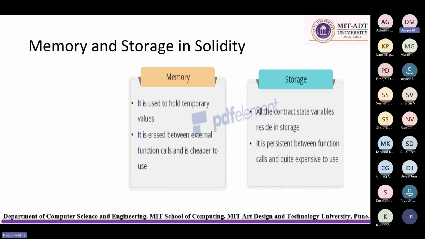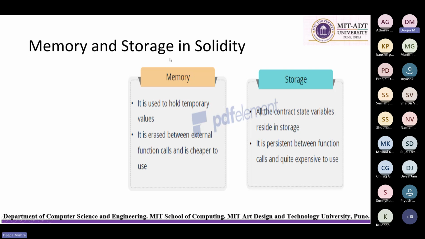Coming to storage, not necessarily can you afford for all the values of variables to be erased between calls. In such situations, mostly the contract state variables reside in storage. We are going to understand each and everything, like what state variables, local variables, and global variables are, and so on. Whenever you are declaring contract state variables, they always reside in storage. The reason is that the value of any variable that you declare as storage is persistent between function calls, which means the values do not get erased. Since the values are persistent, it is quite expensive to use.